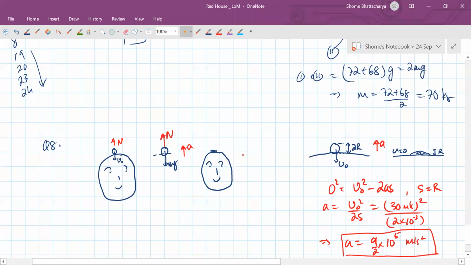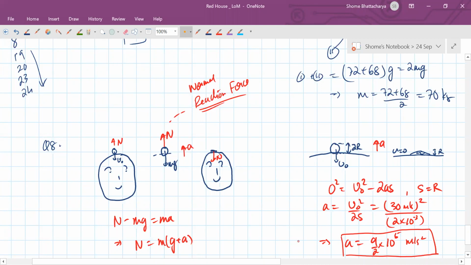So what do we have to find? We have to find the force exerted by each drop on the head. That's equal and opposite to this reaction force, the normal reaction force. So an equal and opposite force acts on the head, applying a downward normal reaction, which is the same as this. So N minus mg should be equal to ma. So N should be equal to m(g plus A).